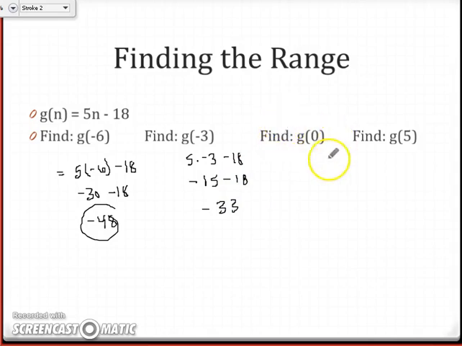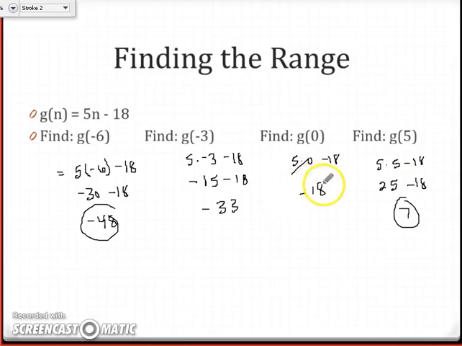Next one, plugging in 0, 5 times 0 minus 18. This ends up being 0, so we get -18. Last one, 5 times 5 gets us to 25 minus 18 for an answer of 7. So here are different range values, and you could list them all in set notation.